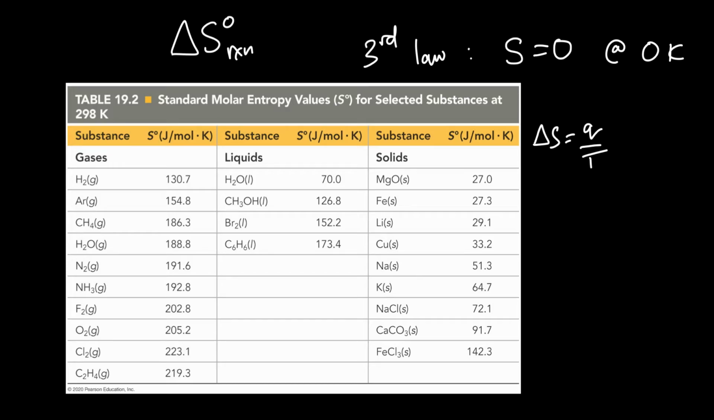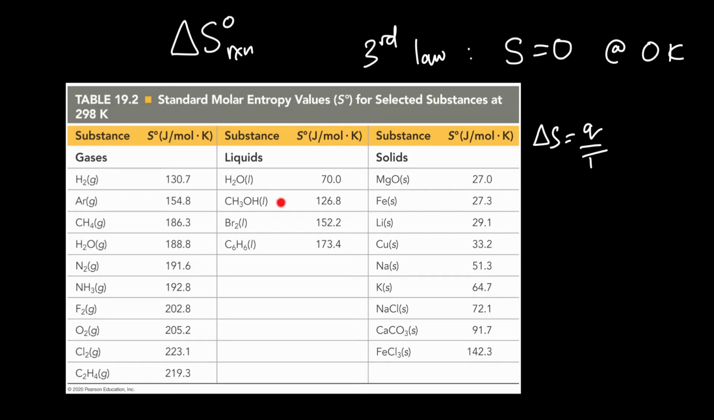So at 298 Kelvin, we can see that gases have an enormous amount of entropy compared to liquids, which have more entropy in general compared to solids. So the more complicated the structure is, the more entropy it has. Gases are wildly moving around, they're very complicated, a lot of entropy.